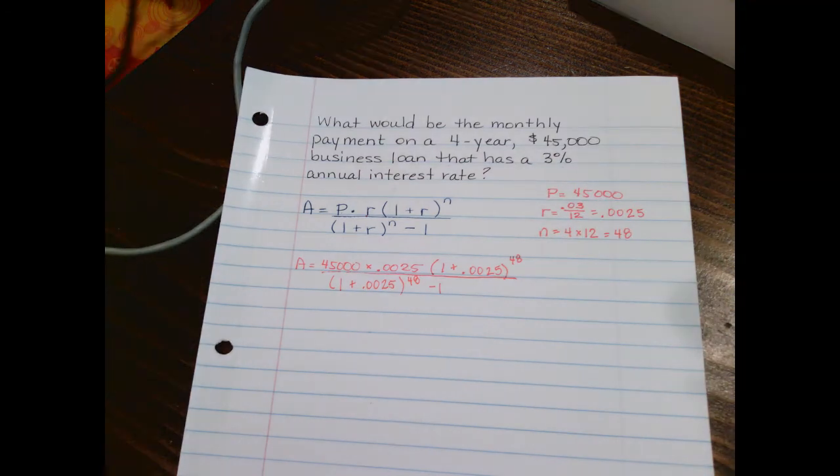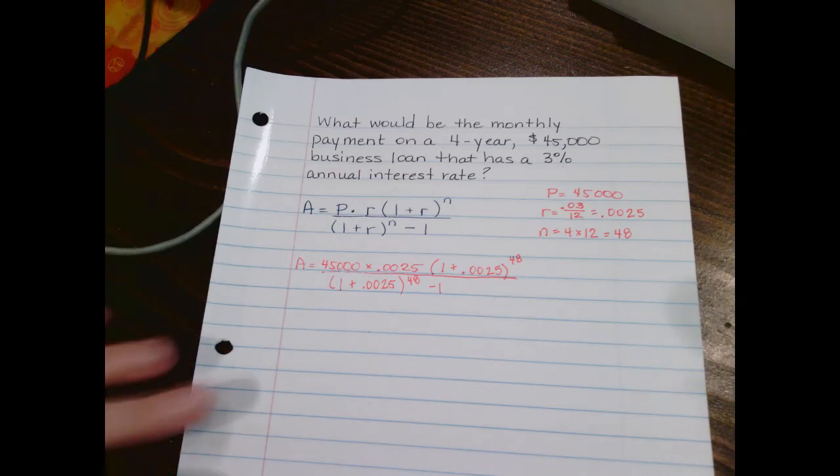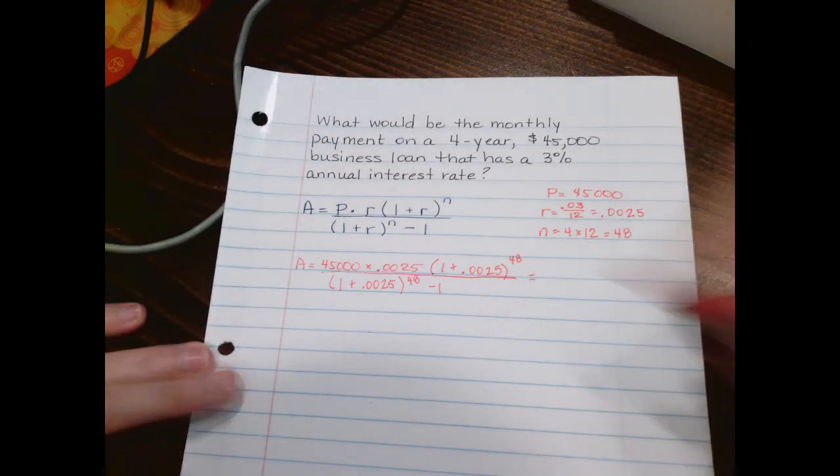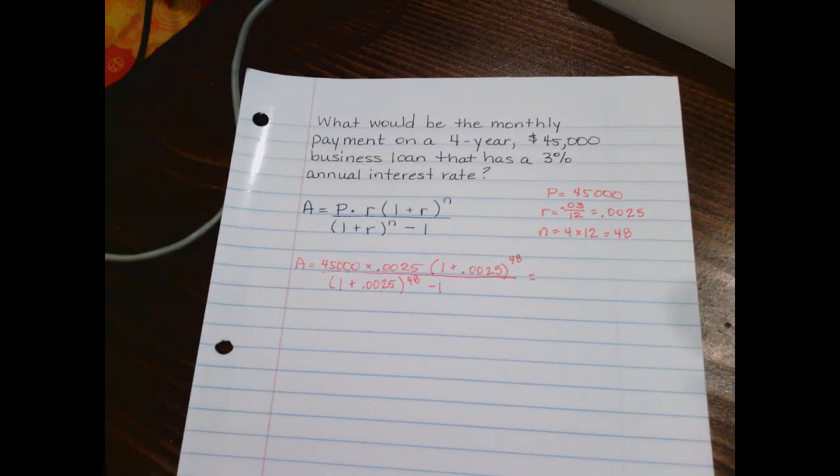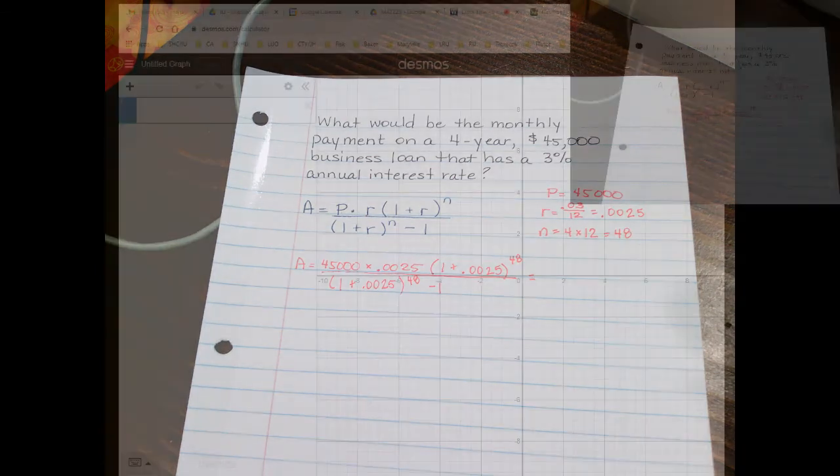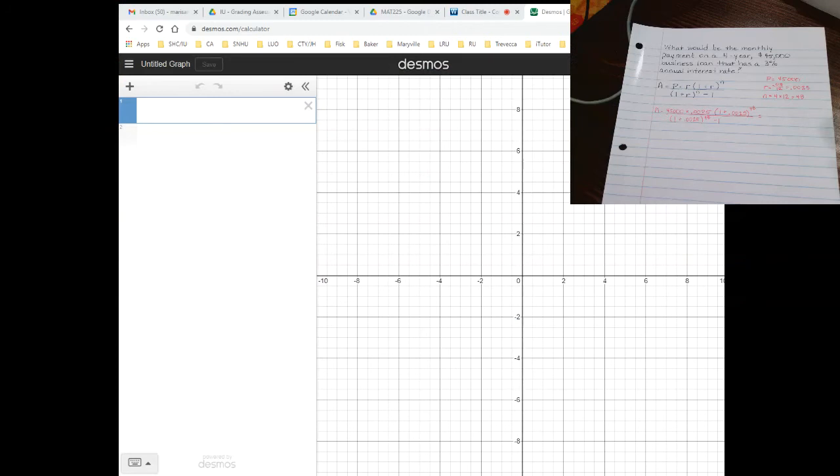Now, you may be thinking, oh my goodness, how am I going to put that in my calculator? I'm so glad you asked. Okay, because here's what you're going to do. You're going to put the top in your calculator, and then you're going to put the bottom in, and we're going to divide. Now, I'm going to share my screen because I want you to see how I put this in the Desmos graphing calculator, which I'm going to link below in the description because I want you to have it.